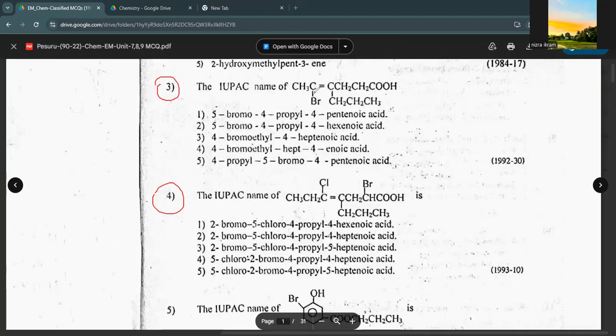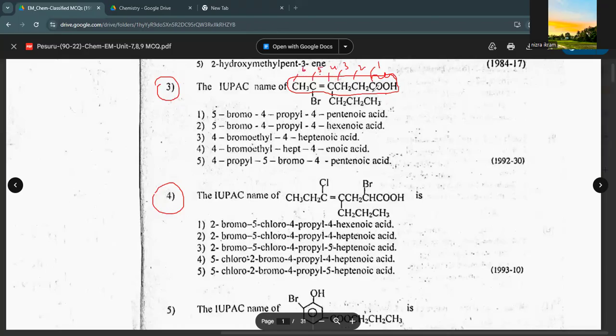The IUPAC name of the compound. Now what you should do first, you have to choose the longest carbon chain including the main functional group. Here you can see that's carboxylic acid. And your main chain should include the double and triple bonds also. Okay. So now look at this. This is the longest carbon chain. And from this carbon we start numbering. 1, 2, 3, 4, 5, 6.